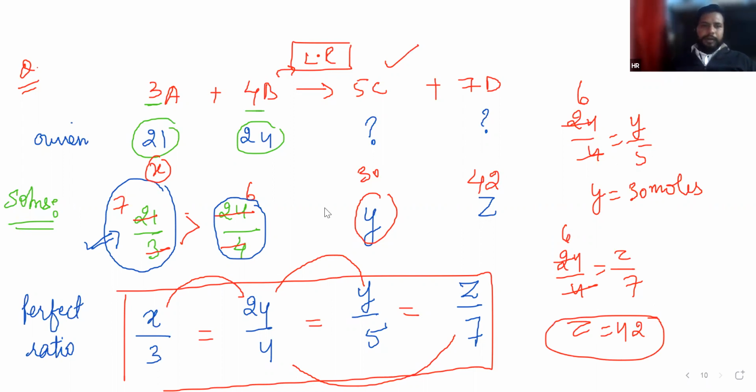Okay. Now X upon 3 is equal to 24 by 4, that means X equals 18 moles. Yes, sir. What does this mean? X equals 18 moles means 18 moles will be reacted. What will be the remaining? 3 moles in excess, because 21 moles is given, 18 moles will be reacted, and the remaining moles will be 21 minus 18, that is 3 moles. Anything can be asked: how many moles are left, how many moles are reacted, how many moles are formed. Now write it.